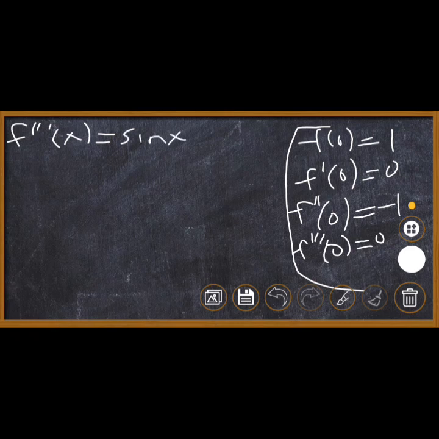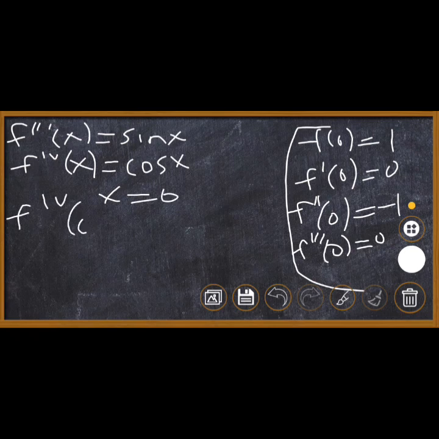So let's find the fourth derivative of this. So the fourth derivative is equal to, what is the derivative of sine x? It is just cos x. So when you replace where there is x with 0, we are going to have the fourth derivative of 0 equal to cos of 0. So what is cos of 0? It's just 1. So where there is the fourth derivative here, we are going to replace it with 1.